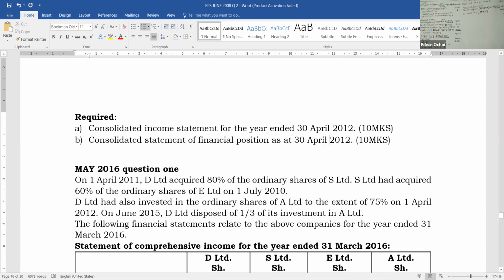You will be wasting your time because already you have the entire mark. Like now in consolidation, you will find sometimes the entries are exceeding the required marks. So they will mark until where you get the maximum points. What they require is 10. So correct 10 entries for statement of financial position, you get 10. Correct 10 entries for income statement, you get 10. That's all, even if you don't balance the question.